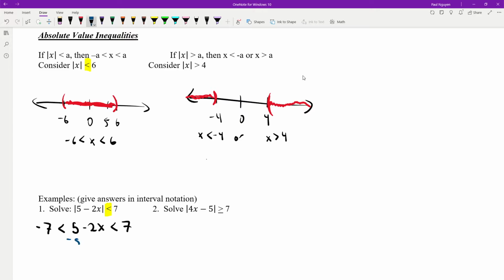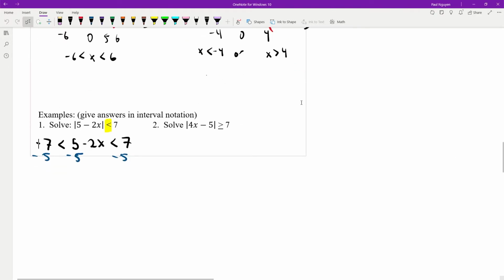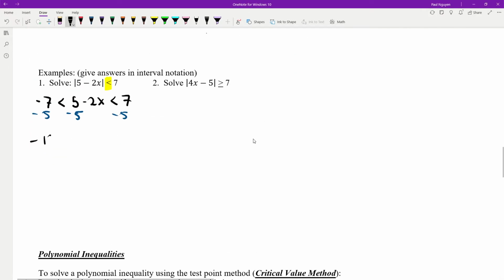I'm going to subtract 5 from all sides. On the left I have negative 12. In the middle I have minus 2x. And on the right I have positive 2. So now I want to get rid of this negative 2 by dividing by negative 2. I'm going to do it to all three sides. But when I multiply or divide by a negative number, I have to switch the inequalities. So here I have positive 6 is bigger than x is bigger than negative 1.